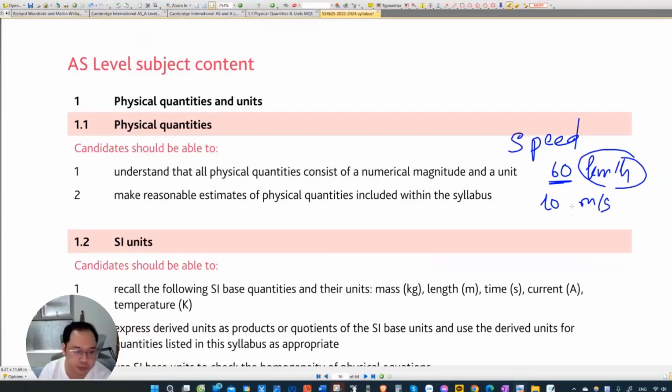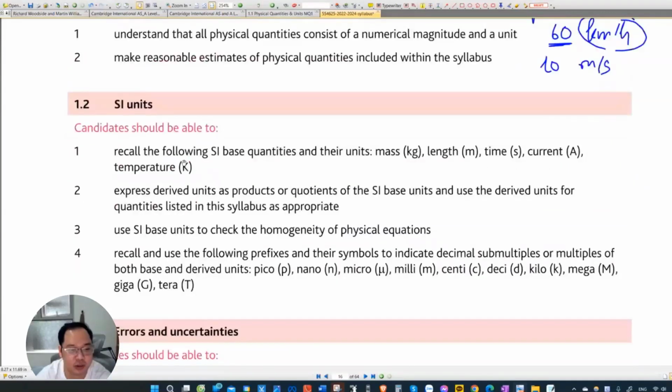Okay, so the second requirement of the syllabus: make reasonable estimates of physical quantities included within the syllabus. Estimate, like I asked you to estimate the distance from your home to the school. Recall the following SI base quantities and their units.